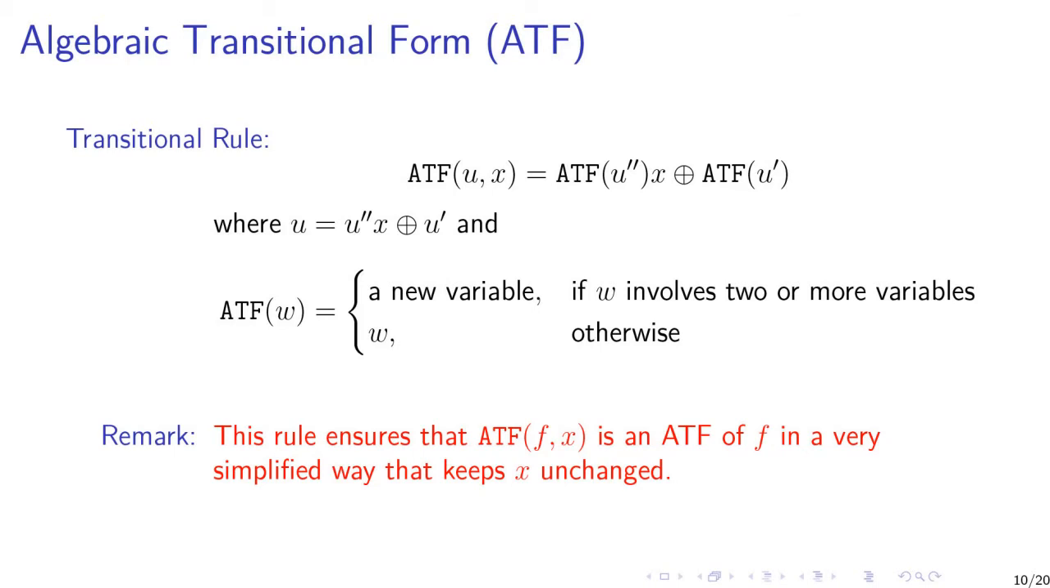To simplify the algebraic normal form, we use the algebraic transitional form. Here, we define a simple transitional rule for a Boolean function u and a binary variable x. The ATF of u related to x is defined as the ATF of u double prime plus the ATF of u prime. Moreover, for a Boolean function omega that does not have the binary variable x, if it involves two or more variables, then its ATF is defined as a new transcendental variable. Otherwise, it remains unchanged. This rule ensures that ATF of f related to x is an ATF of f in a very simplified way that keeps x unchanged.